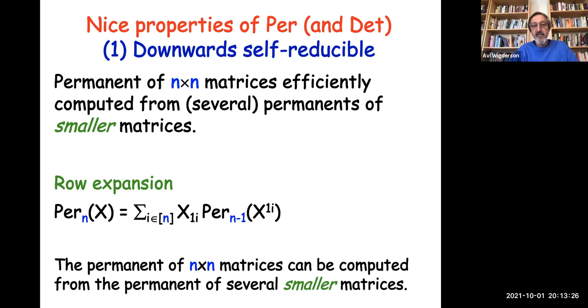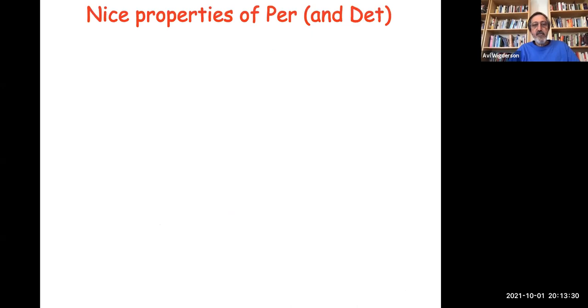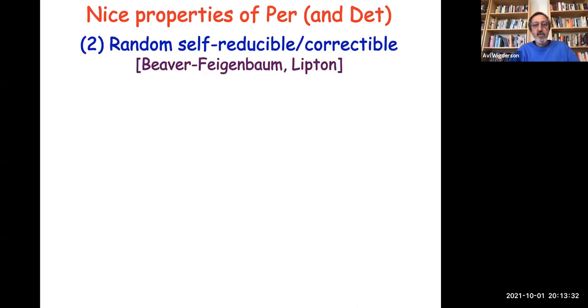So that's one observation. The second, which is a bit more sophisticated, is random self-reducibility, and this was observed by Beaver, Feigenbaum, Lipton, and really had major consequences. So what is this?